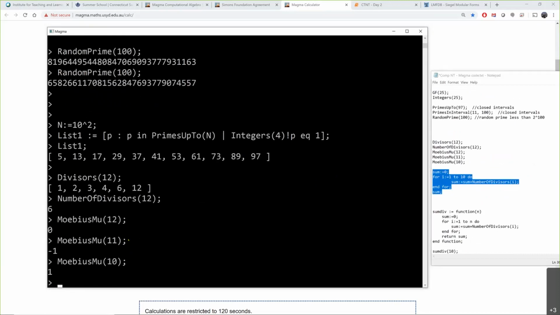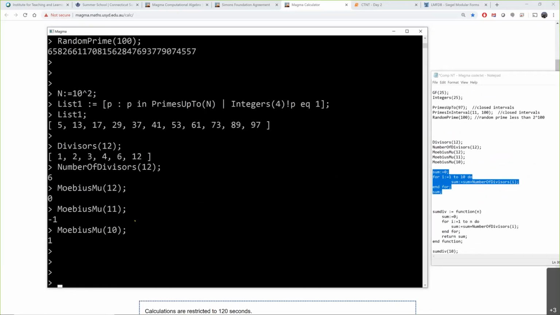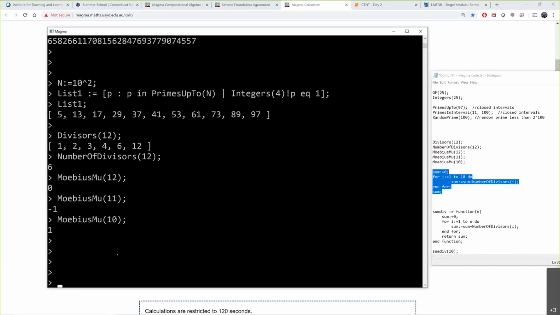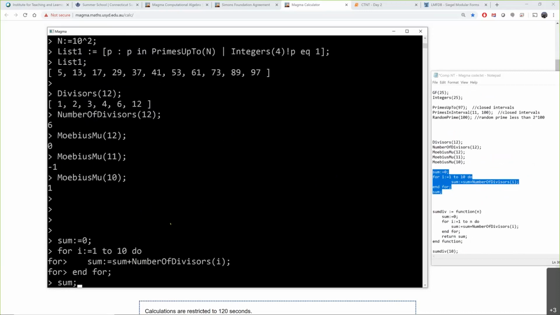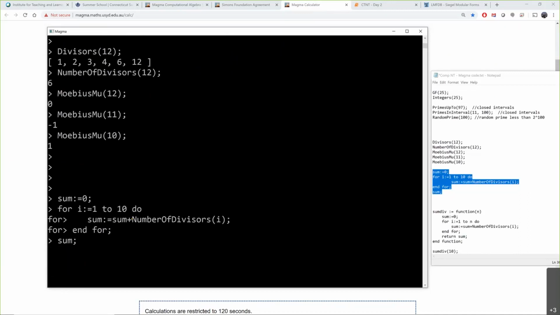As I said, the number of divisors came up in Brandon's talk. So let me show you how to do a for loop to calculate a sum of number of divisors. You see what I did is I started with a little variable sum, which is going to be 0 to start with. And then I added to that the number of divisors of the numbers i from 1 up to 10. And that's how you do a for cycle.